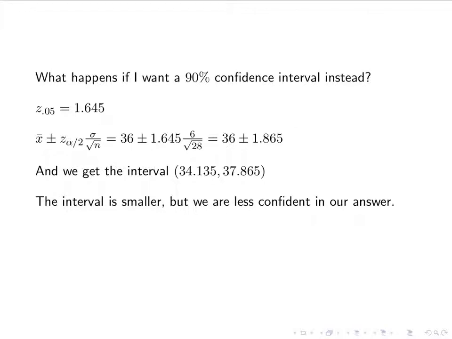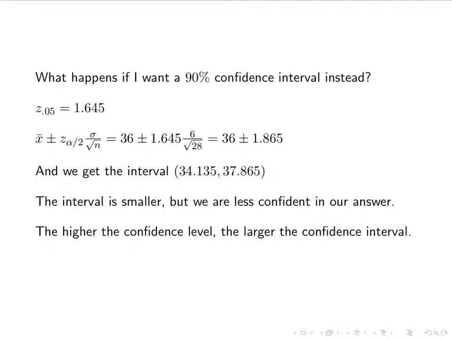So if we notice, this interval is smaller than the previous one, but we're also less confident in our answer. And that's always going to be the case with confidence intervals. The higher the confidence level, so the more confident we are, the larger the confidence interval has to be to accommodate that. So an 80% confidence interval is going to be smaller than a 90% confidence interval, which is going to be smaller than a 99% confidence interval. And remember, they're all centered around x bar. So each confidence interval is contained inside the previous one.